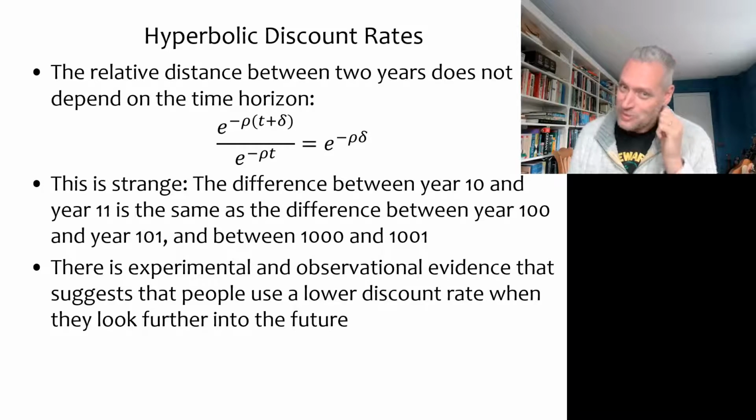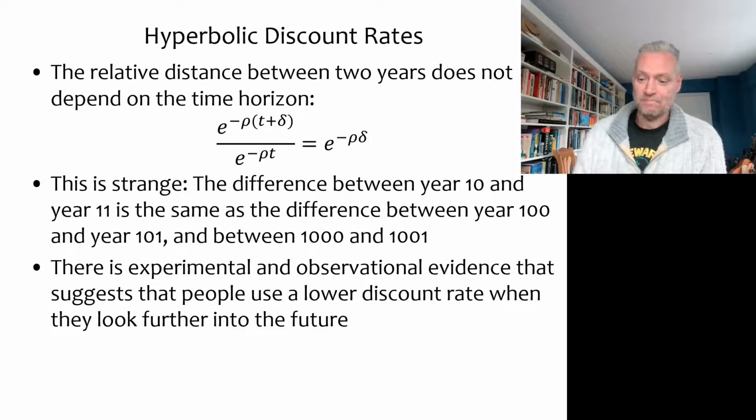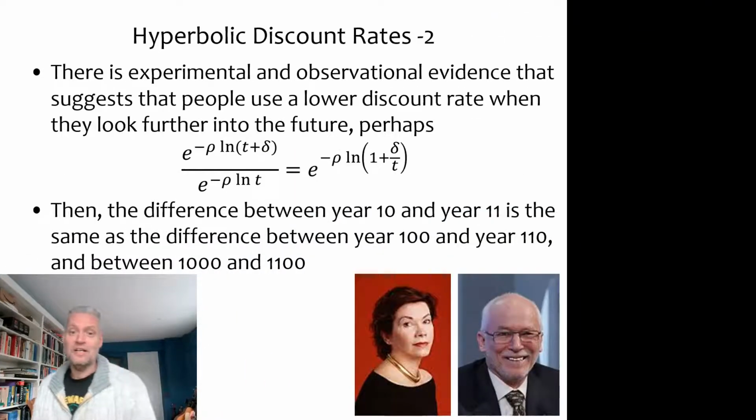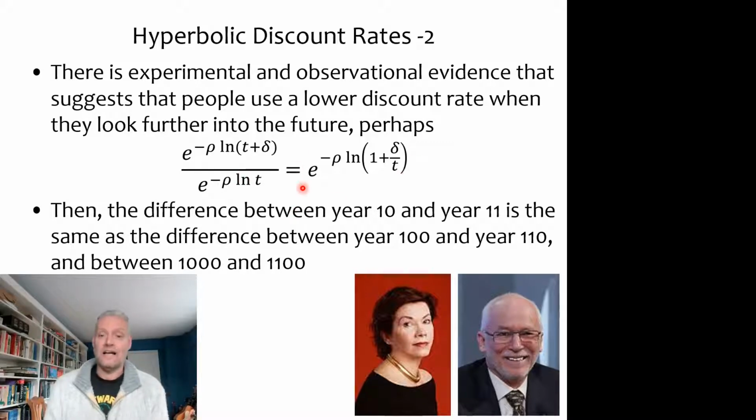Exponential discounting says those two distances are the same, which is very counterintuitive. There is now also plenty of experimental and observational evidence that suggests that people do not discount the future like this at all. They do not use exponential discount rates. One way of solving this is to stick a log in, so that instead of making the discount factor a function of t, we make it a function of log t. And then the relative distance between 2 years depends on the time horizon.